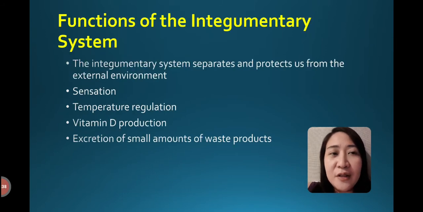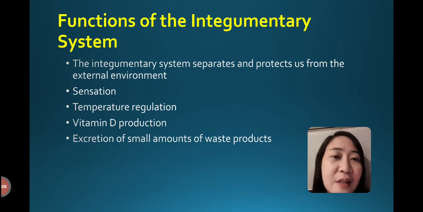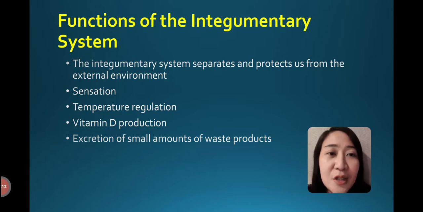So what are the functions of the integumentary system? Number one, it separates or protects us from the external environment. Our skin is the largest organ in our body. It also functions in sensation, our sense of touch, temperature regulation by sweating, production of sweat, vitamin D production as a precursor, and excretion of small amounts of waste products such as the sweat.